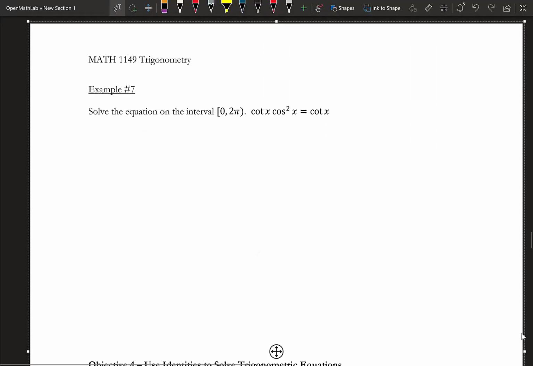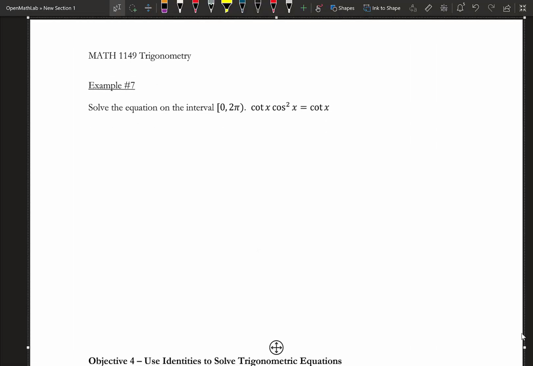Hey guys, so we're finishing the 6.5 notes. So I'm in example 7 on page 8. We want to solve the equation in the interval 0 to 2 pi.